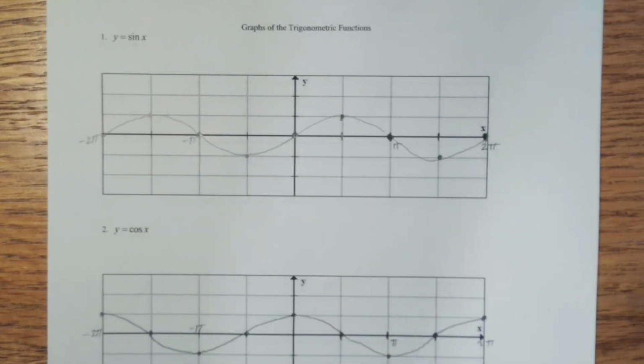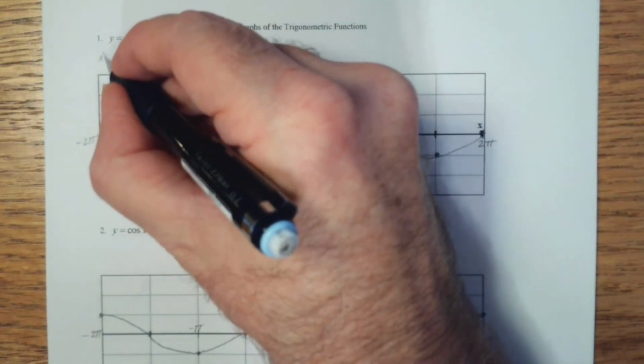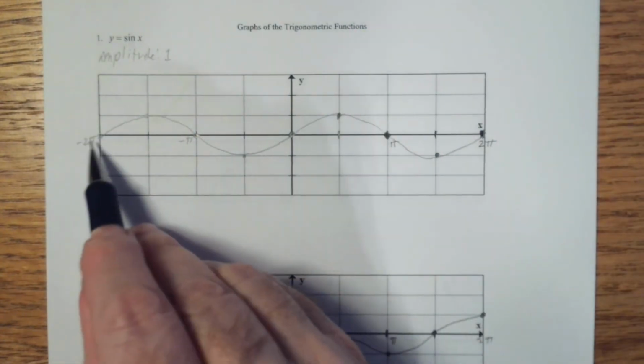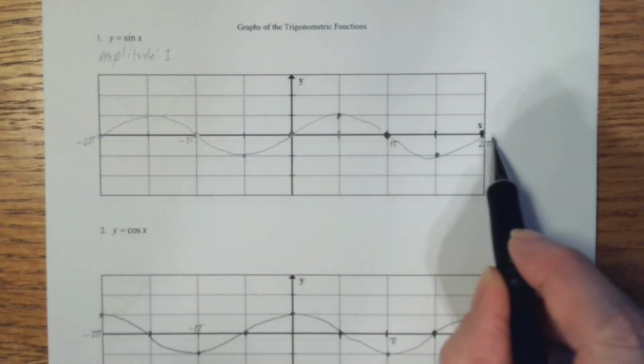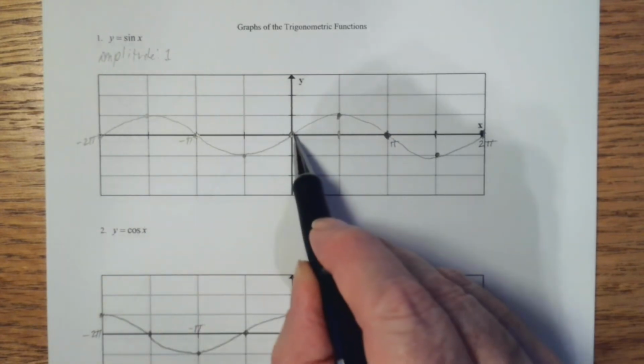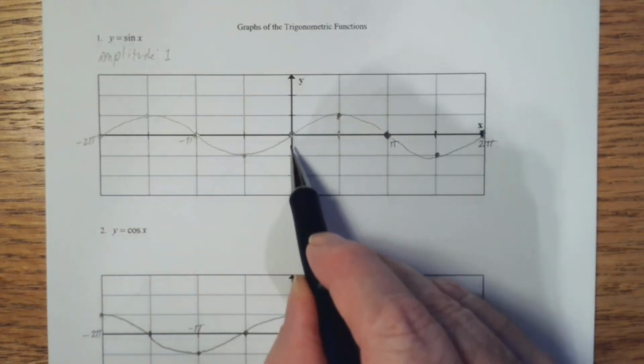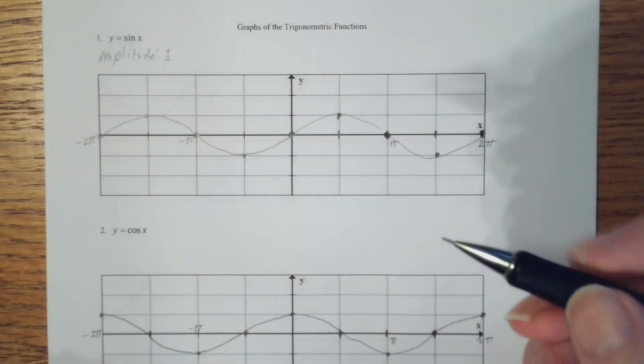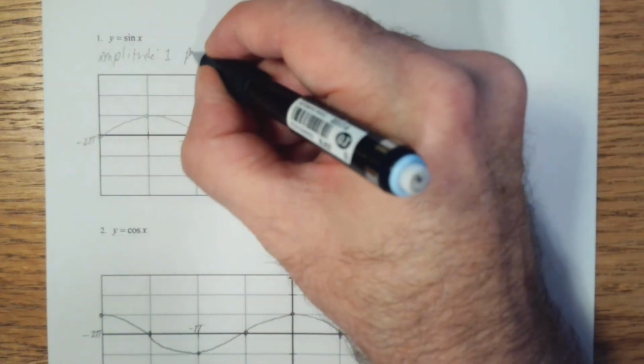So with the sine graph, first of all, our amplitude is 1. So basically, this is the middle of the curve, and you go up 1 and as low as down -1, and so we call that an amplitude of 1. Our period is 2 pi.